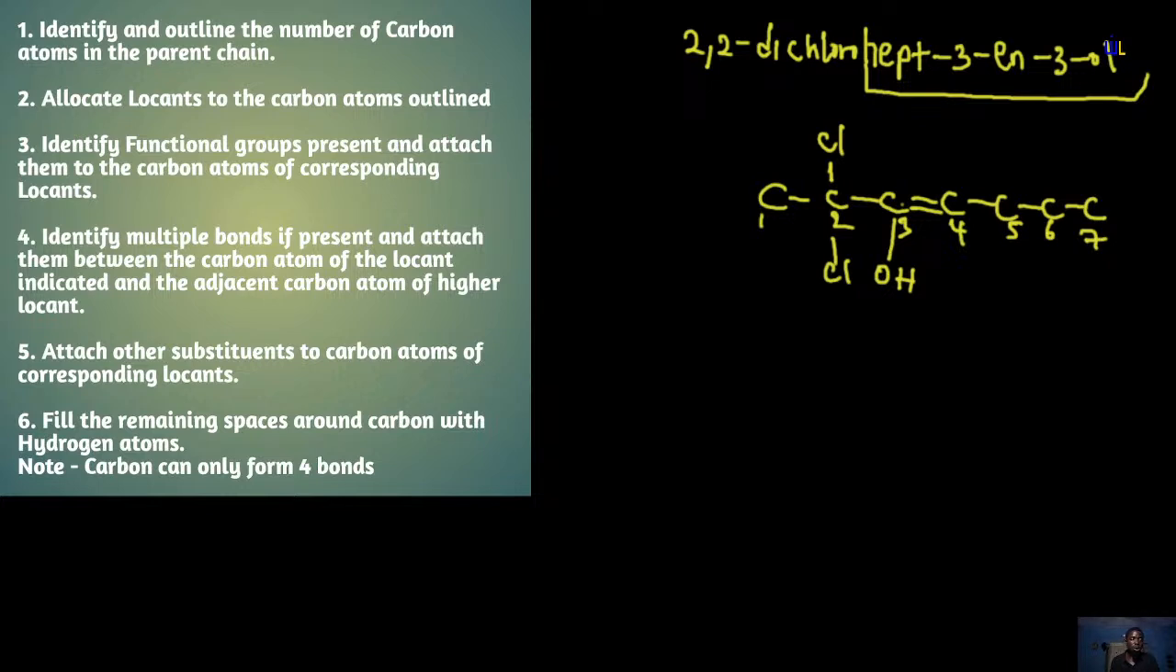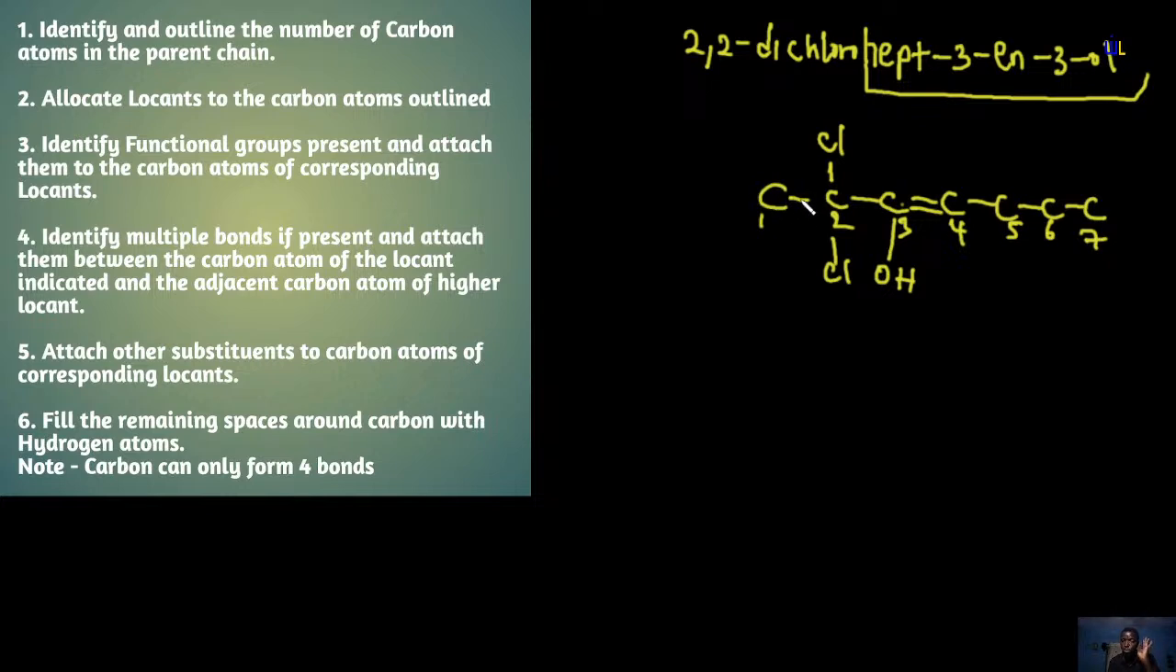What is the final rule? Fill the remaining spaces around carbon with hydrogen atoms. Note, carbon can only form 4 bonds. So let's do that now. If you come back here, this carbon atom only has 1 bond, which means the spaces around it will be 3. It's basic.